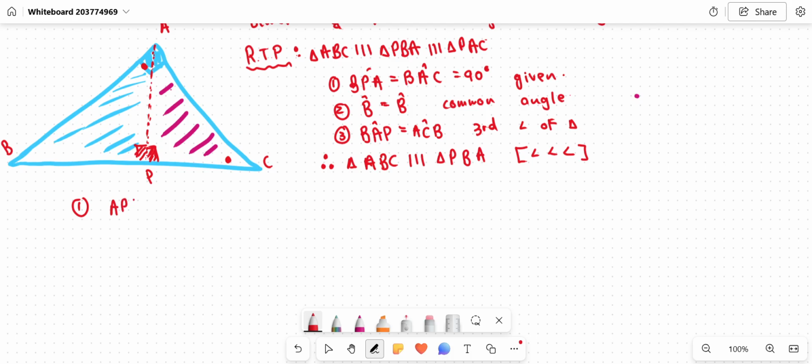Angle APC is in fact the same as angle BAC. They're both equal to 90 degrees. It's given in the picture, right? The second statement, they share this angle C. So angle C is equal to angle C. Why? Because it's a common angle.